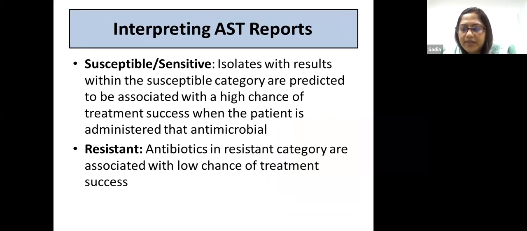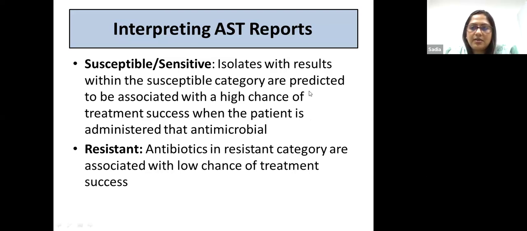Okay, so having dealt with the dry part of the subject, where we deal with the nitty gritties of generating an AST report, let us come to the part where we are discussing the interpretation of AST reports. Till now we have shown you reports which have S and R written on them. We also have to understand what these mean. CLSI tells us the definitions of what susceptible or sensitive isolates are and what resistant isolates are. By susceptible or sensitive isolates, we mean isolates which have results within the susceptible category. And once they are in the susceptible category, they are predicted to be associated with a high chance of treatment success when the patient is given that antimicrobial.